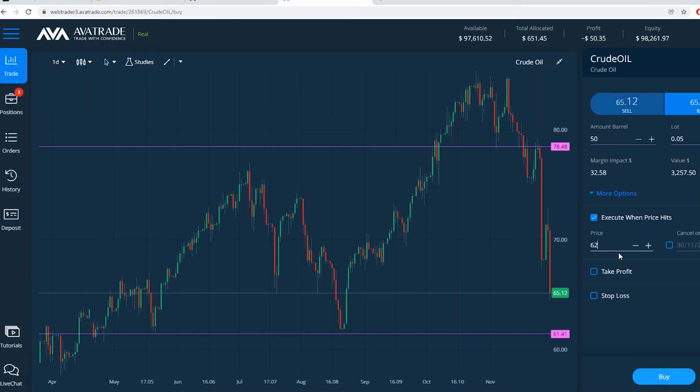Since we did market moves on the others, we'll just do a pending order here. So, whoops. Execute when price hits 62. Your stop loss would then be below the support level, right? And maybe you want to get below this wick here, which would be down around, let's say, 57. So you're risking $5 per barrel to your stop loss. So stop loss, 57. Okay? And it's just beyond viewing on this chart because it's below this wick here.